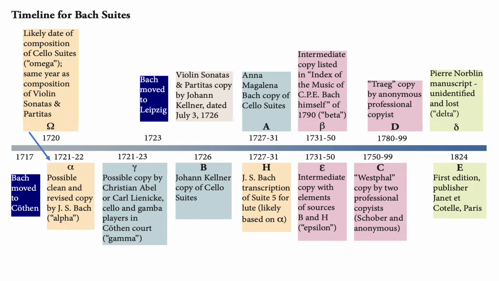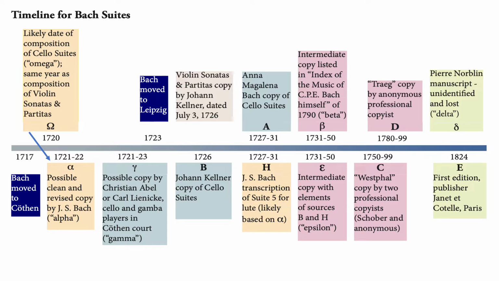This is a timeline of the Bach suite's sources. The lettering system uses A, B, C, D, E, and H for the known authenticated sources. The use of Greek letters is a protocol for source tracing when there is an implied missing manuscript. We are theorizing that it existed, but there is no physical proof.